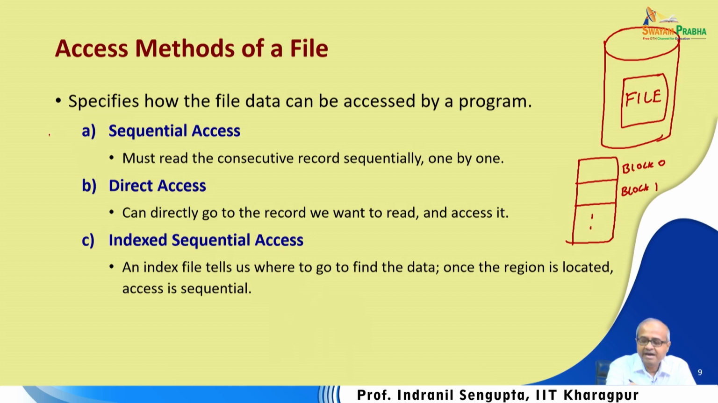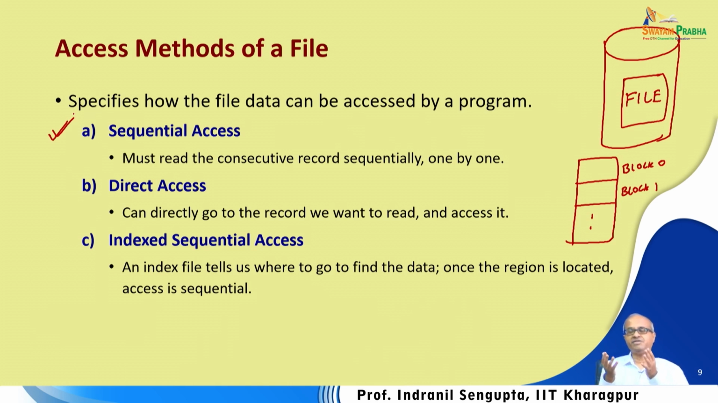The first access method is called sequential access. Sequential access, as the name implies, you have to read the data block by block sequentially. There is no other way to access the file. Unless you have finished reading block 0, you cannot read block 1. Once you have finished block 1, you can go to block 2. Okay. Now, sequential access means you can always open a file and start reading from the beginning. But you also have a facility to seek and go to anywhere in the file and start reading from there. So, it is not strictly sequential.